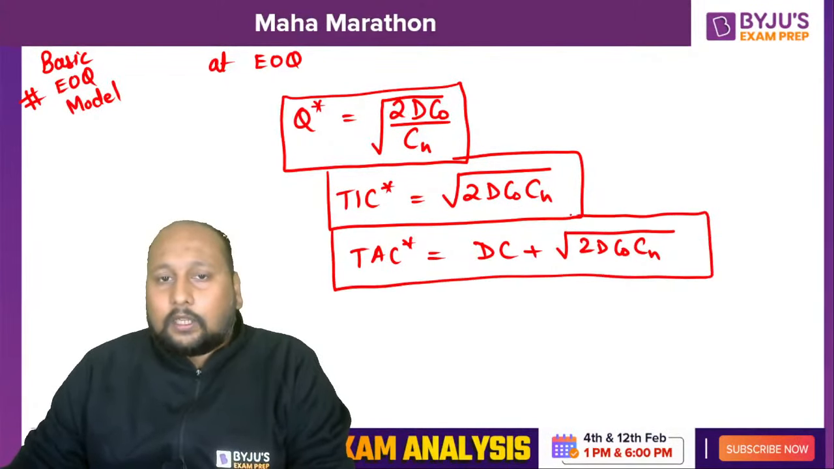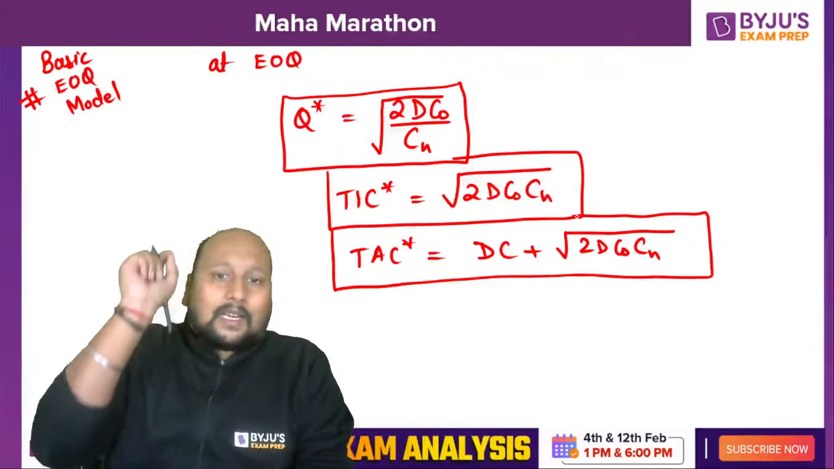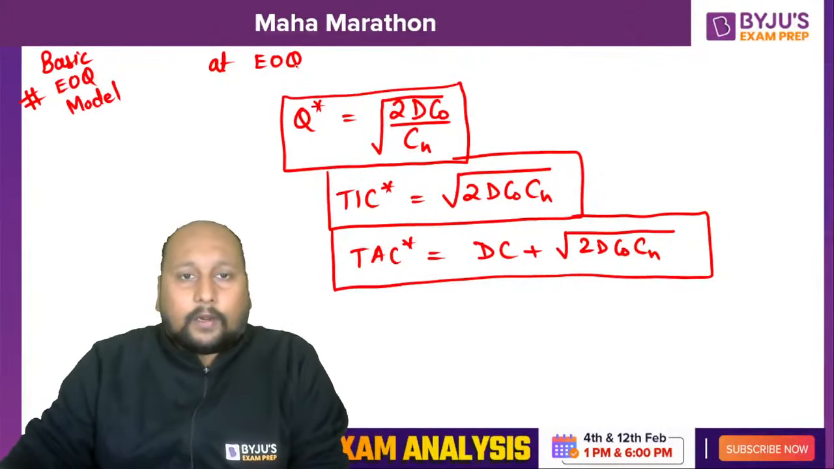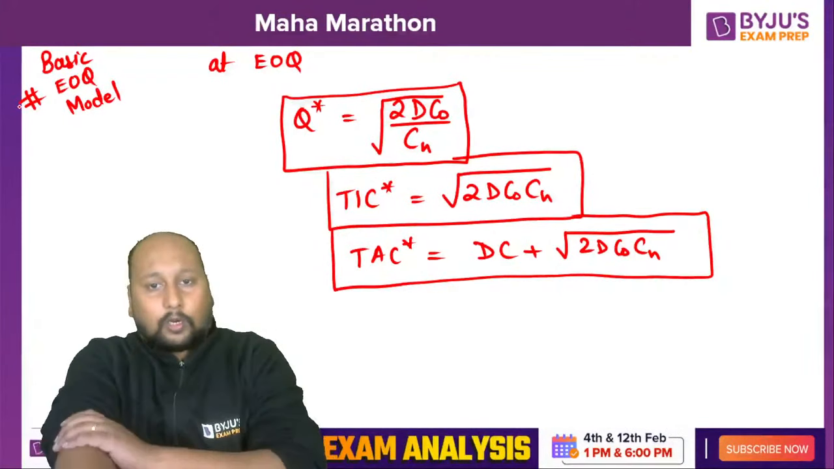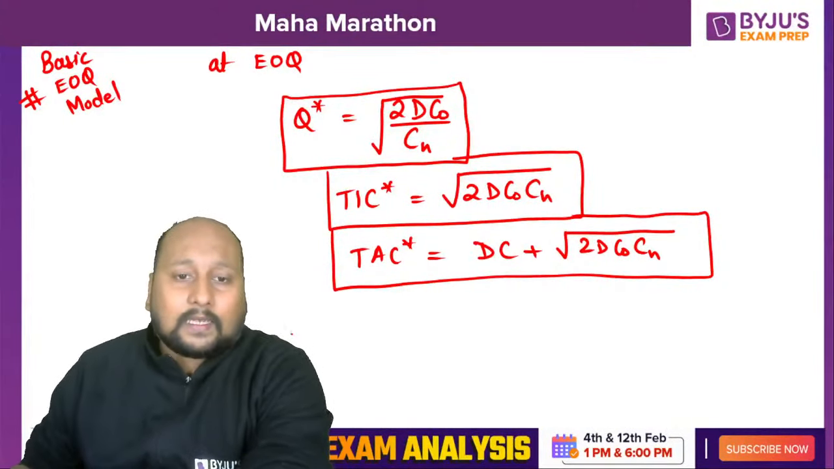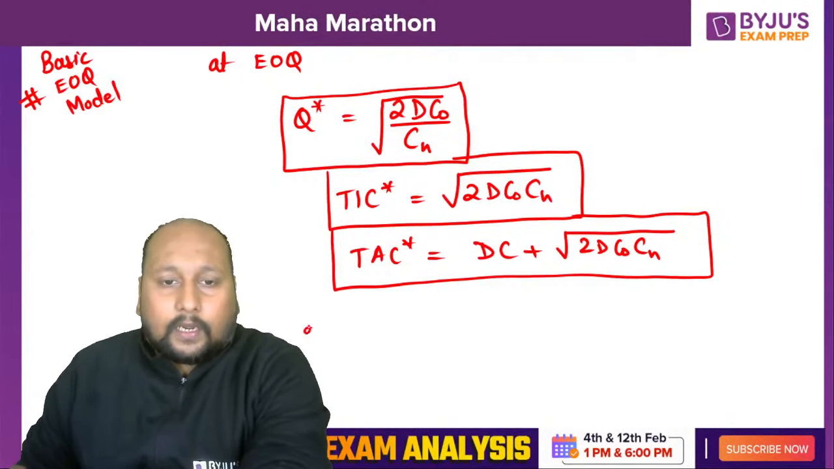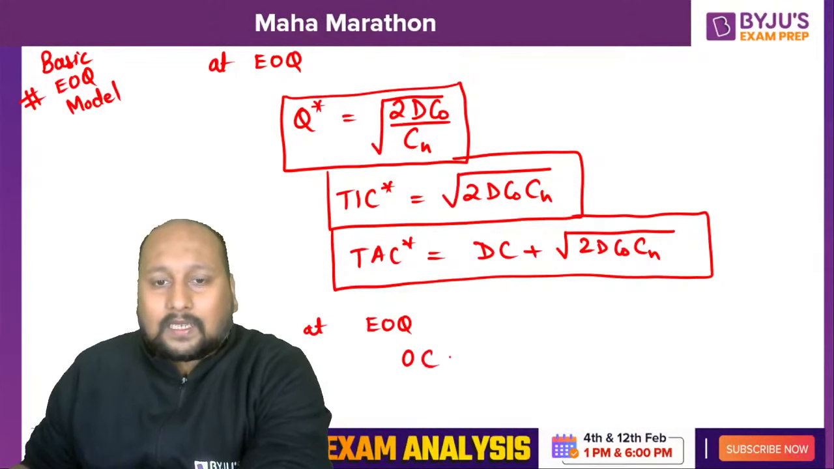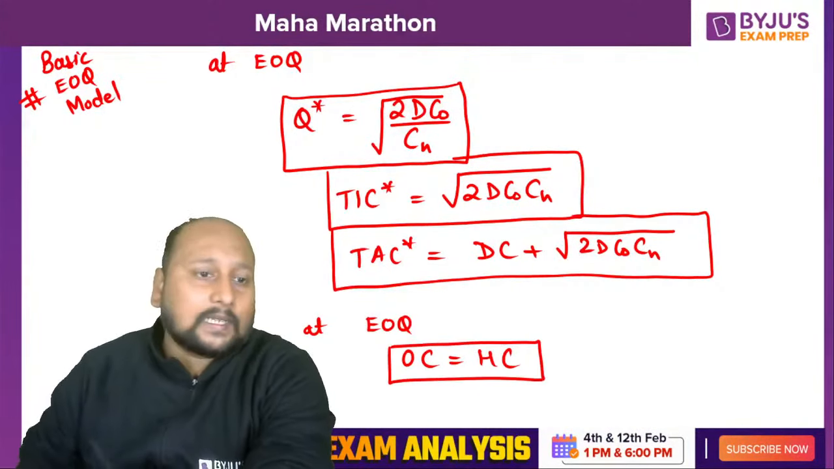Is this clear? In all these formulas, whenever I'm using this star mark, that means I'm talking about economic order quantity. This is for the basic EOQ model. Now, we can also say that at economic order quantity, the ordering cost is exactly equal to holding cost. Very important, because we can understand it from the graph also.